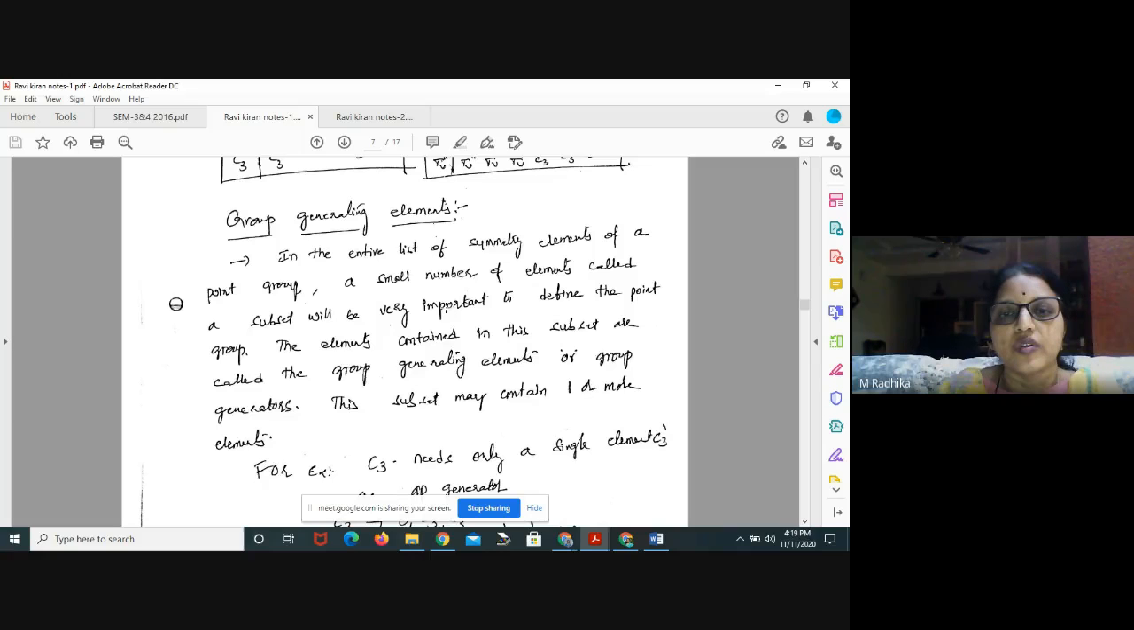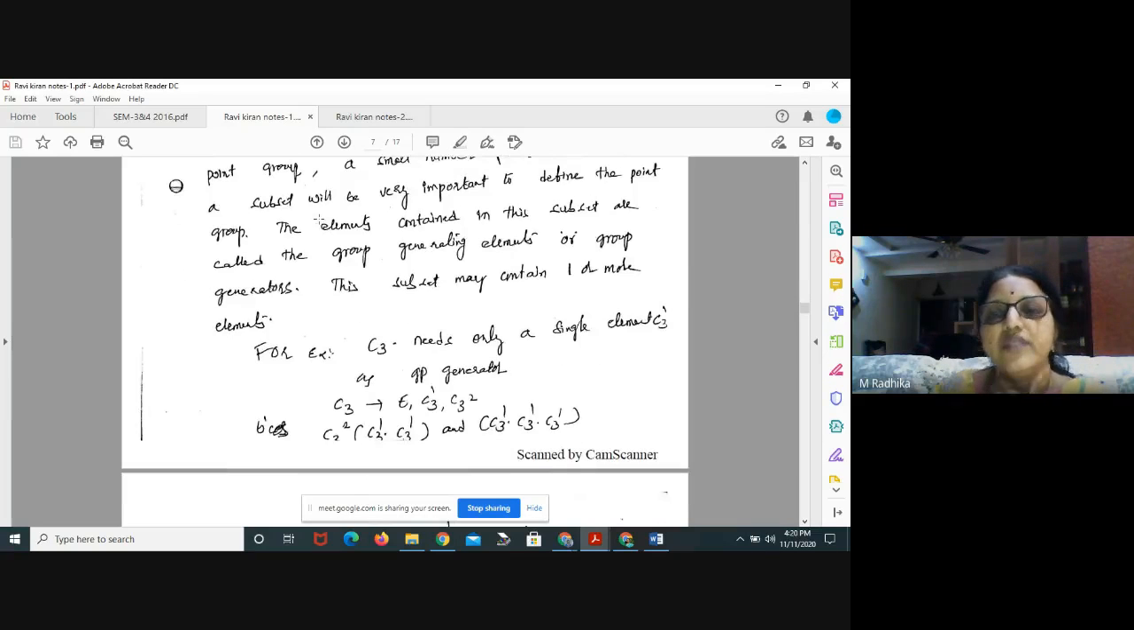You can develop the whole group. Okay, so you call such type of elements as important elements, or group generating elements. Just understand, in a point group you will have so many elements. In that, again, I'll have a small number of elements which are very important. They themselves can give rise to all other elements. Such important or trivial elements, you call them group generating elements. It can be one, or two, or more than that.